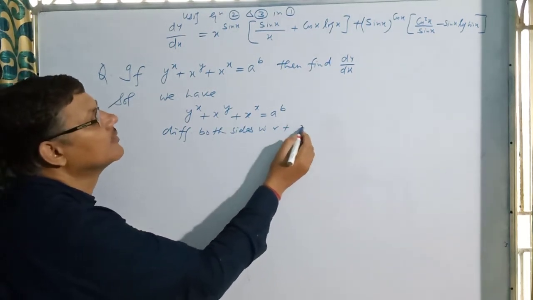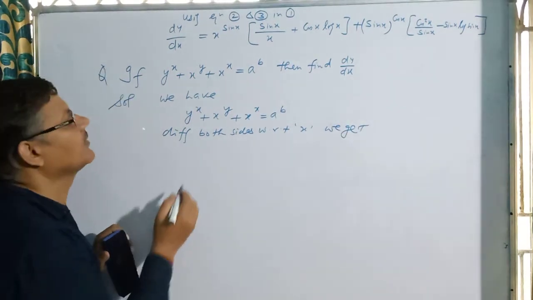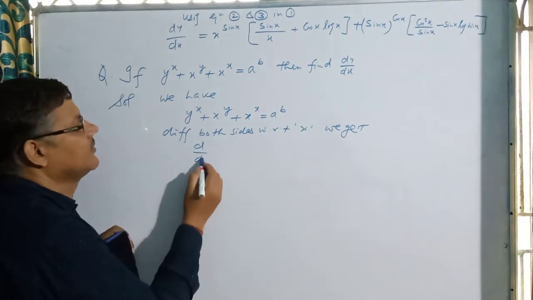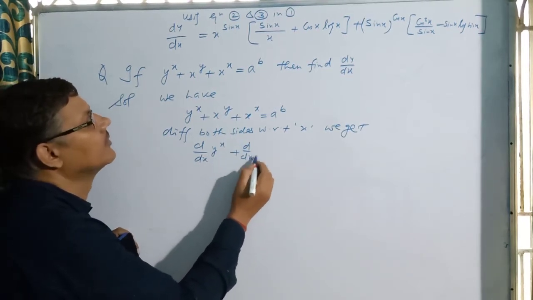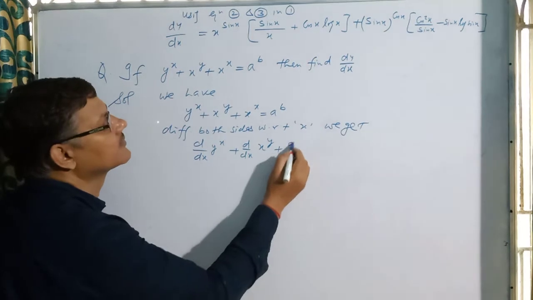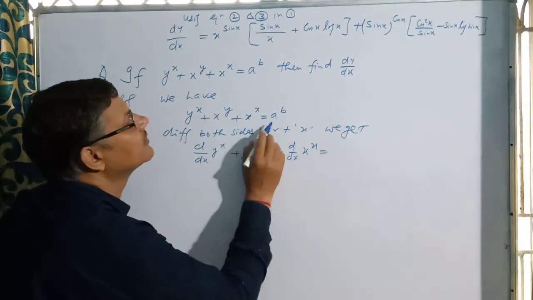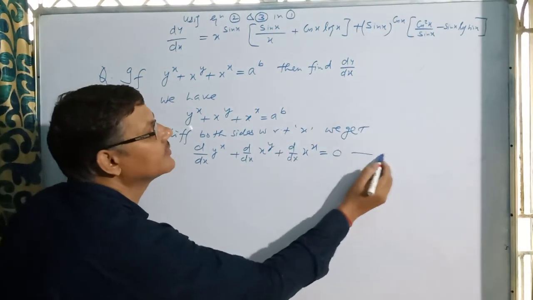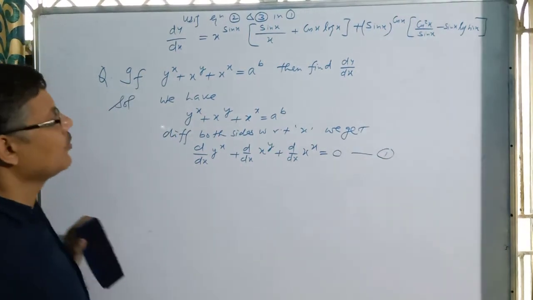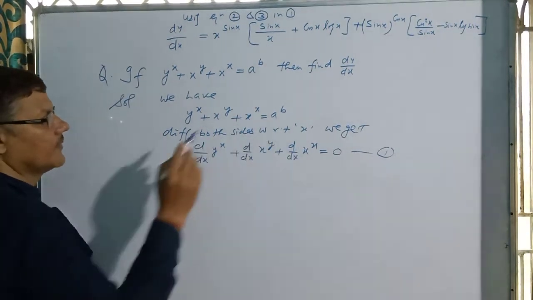with respect to x, we get the derivative of y power x plus the derivative of x power y plus the derivative of x power x is equal to, a is constant, b is also constant, so derivative of constant is 0. Now one by one we are required to put the values of the derivative of this function.